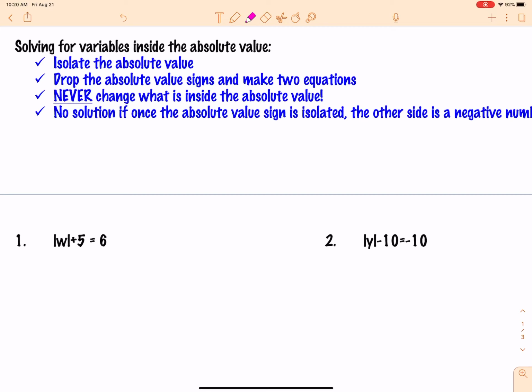Two quick things before we start doing these problems. Never, ever, ever change what is inside the absolute value. Never change it. Don't change the signs. It's the things outside the absolute value that we're going to change.